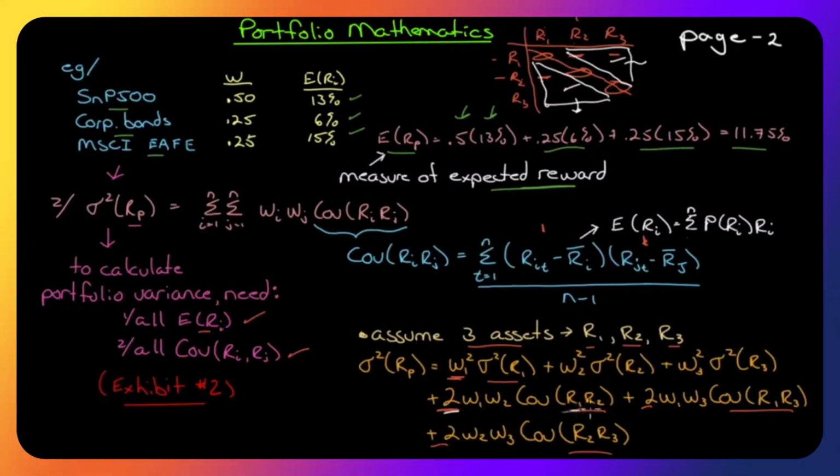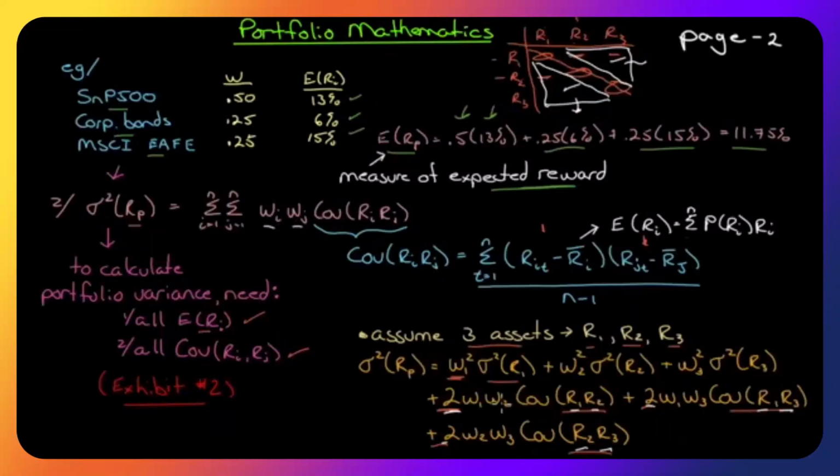Here's a covariance between R1 and R2, R1 and R3, R2 and R3, but they'll happen twice, so we multiply by 2. W1, W3, there it is right there. W1, W3 times the covariance. W1, W2 times covariance of R1, R2. That's just this whole term.